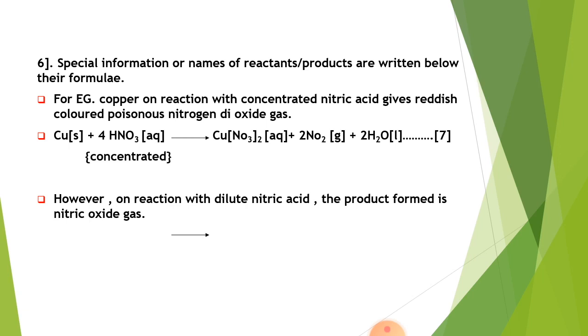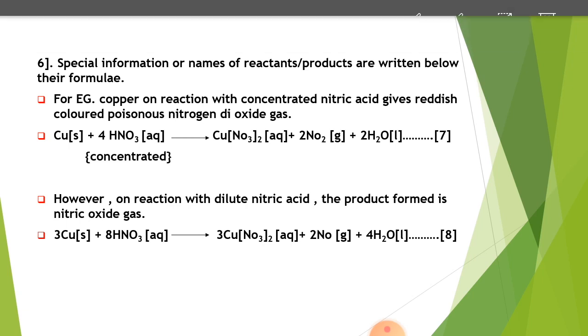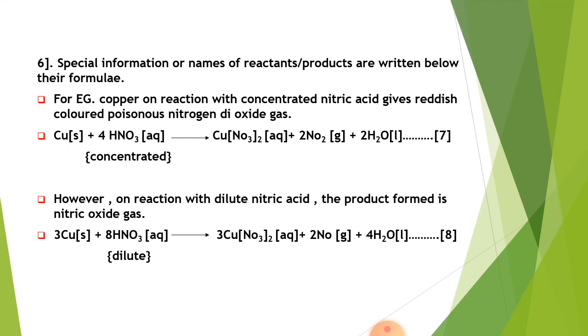But on reaction with dilute nitric acid, the product formed is nitric oxide gas. When we use dilute HNO3, we will get only NO, which means nitric oxide gas. But when we use concentrated HNO3, we will get 2NO2, that is nitrogen dioxide. But when we use dilute HNO3, we will get only 2NO, that is nitric oxide gas.